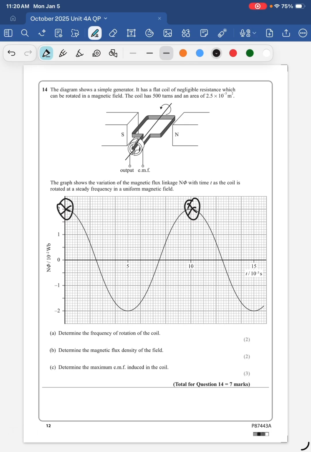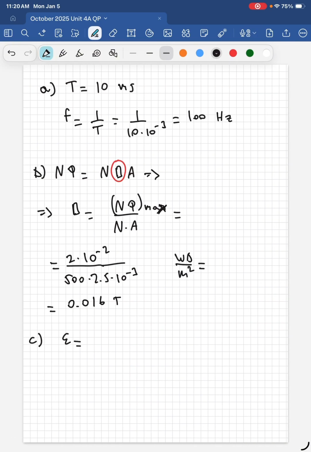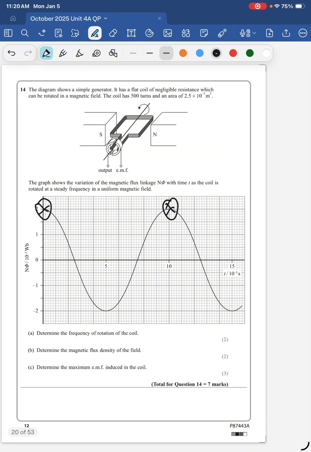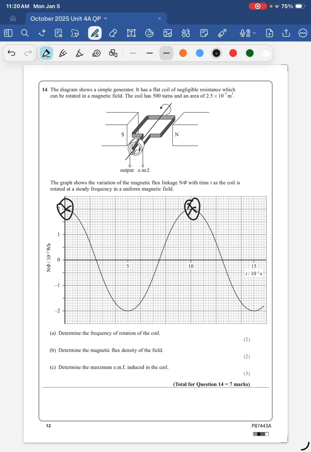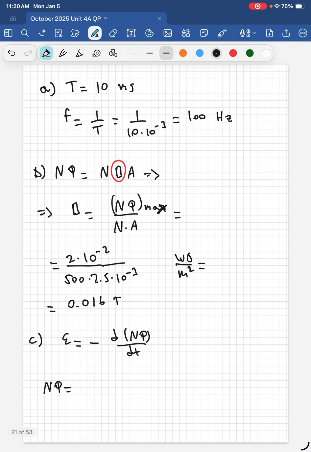Okay, then part C. Determine the maximum EMF induced in the coil. Okay, so the maximum EMF is given by minus d N phi over dt, and we have to find what N phi is. If we look at the graph, remember I told you earlier that this is a cosine function, so N phi, which we take as a function, is equal to 2 times 10 to the negative 2 times the cosine of omega t. What is omega? 2 pi times the frequency, which is 100, times t.